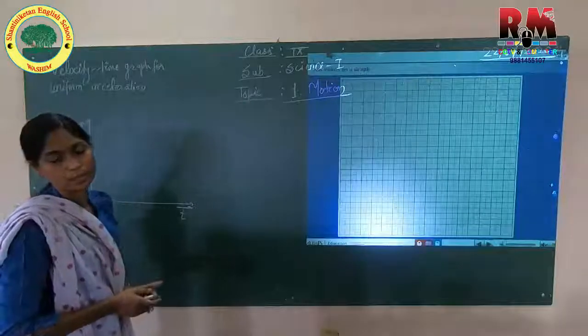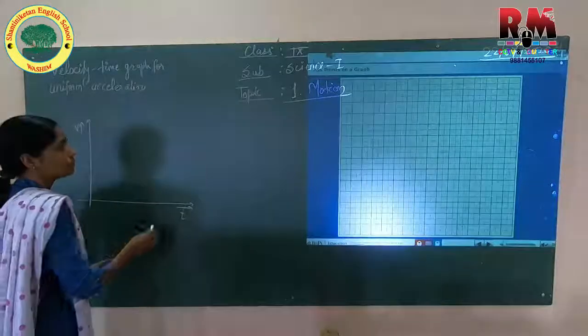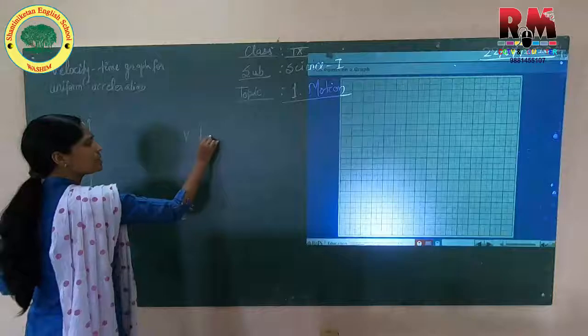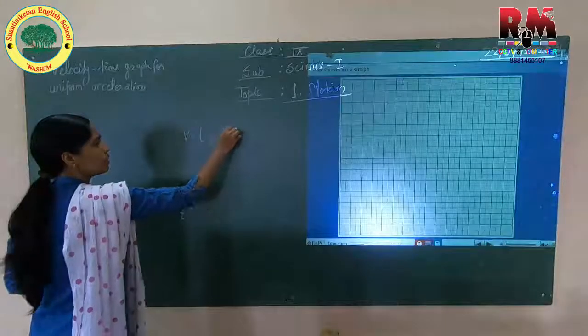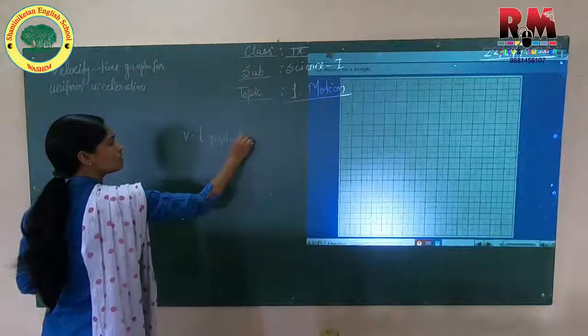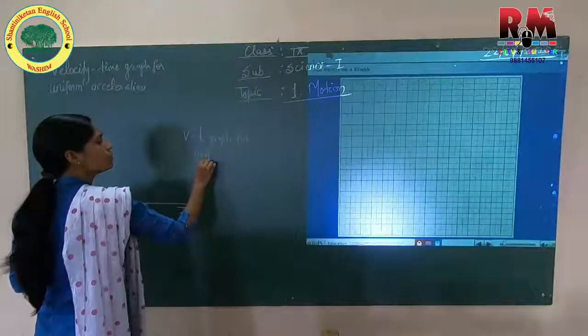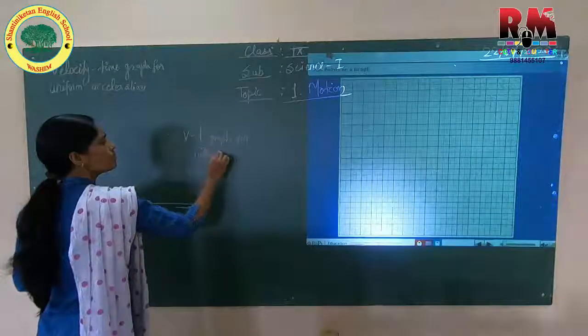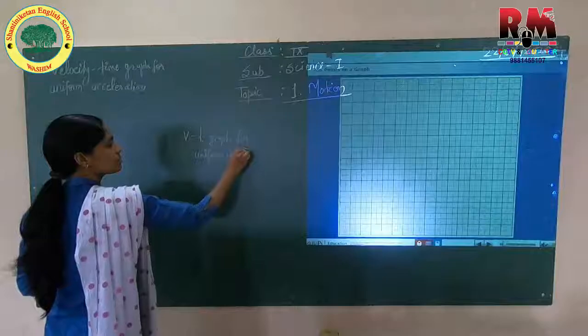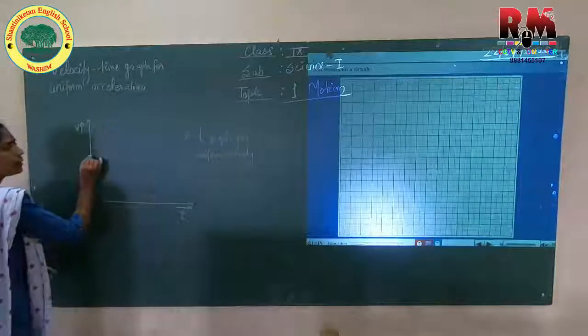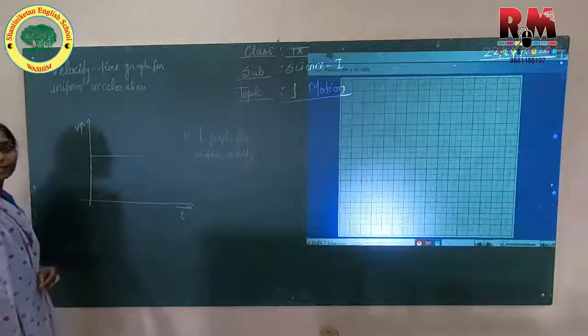constant velocity or uniform velocity. We have seen velocity time graph for uniform velocity. Okay, so the graph was like this.